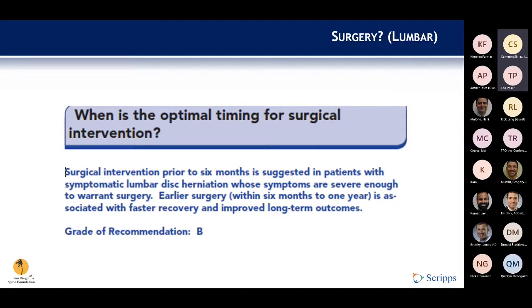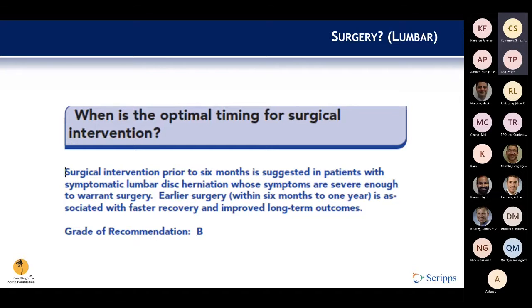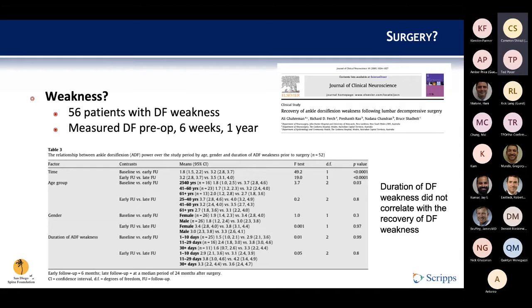This is a little broader recommendation, but it says that surgical intervention prior to 6 months is suggested in patients with lumbar disc herniations, as it has faster recovery and improved long-term outcomes. And those long-term outcomes we just talked about. But this is a grade B recommendation, and it's also over 6 months. It's not as acute of a time frame as the studies we noted previously.